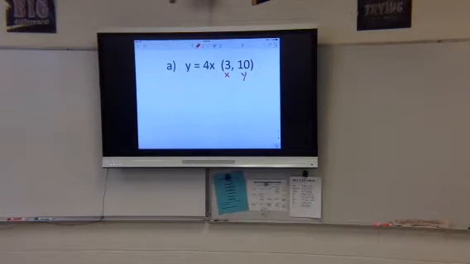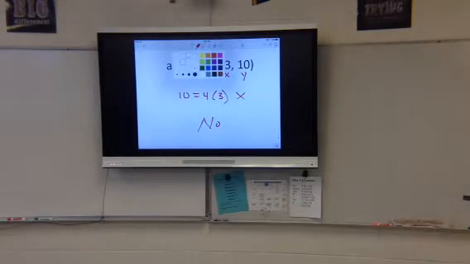Okay, now just plug it in. So y is what value? 10. So 10 equals 4 times 3. Does that work out? No. As soon as we kind of know, you can put no and move on. Okay? Most of us could do that in our head, that 12 does not equal 10. Okay? Again, since it does not equal, remember you can also put a slash through it for does not equal.